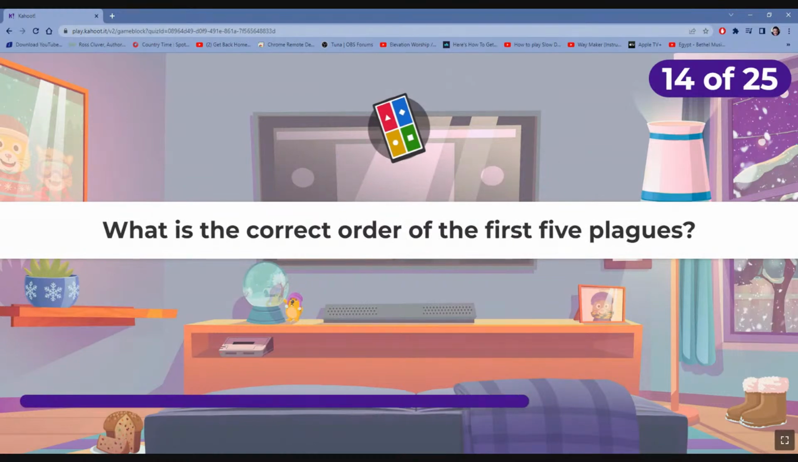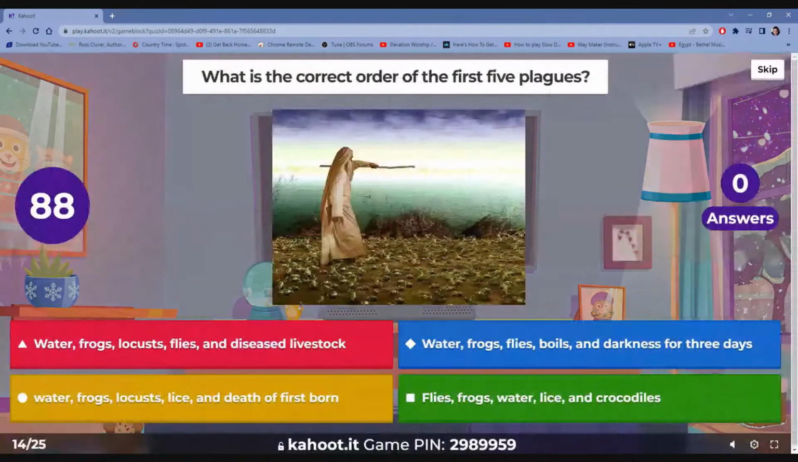14 of 25. What is the correct order of the first 5 plagues? Red, water, frogs, locusts, flies, and diseased livestock. Blue, water, frogs, flies, boils, and darkness for 3 days. Gold, water, frogs, locusts, lice, and death of firstborn. Or green, flies, frogs, water, lice, and crocodiles. I don't remember crocodiles, so I'm going to answer green. What is the correct order of the first 5 plagues?